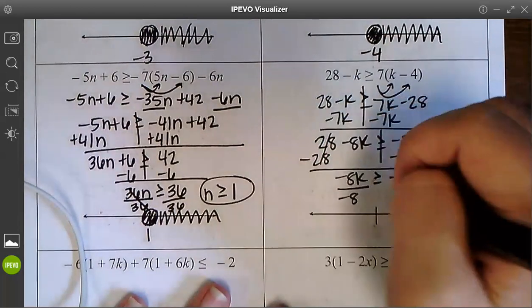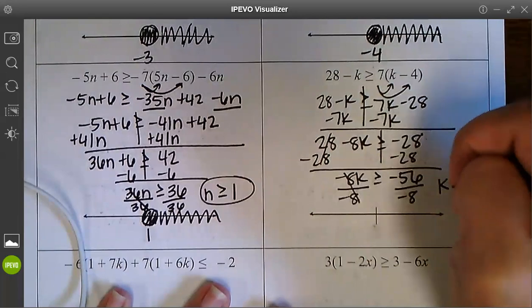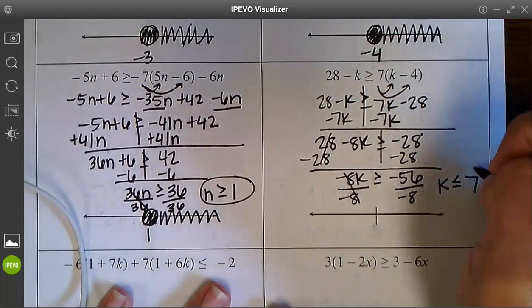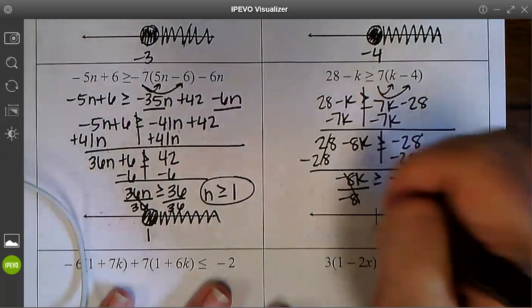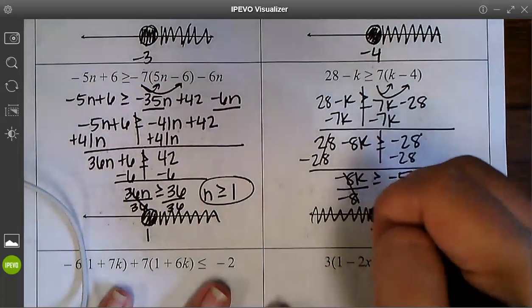Divide both sides by negative 8. I have divided by a negative, so I flip my inequality, and I get 7. So k is less than or equal to 7, which is a closed circle shaded to the left.